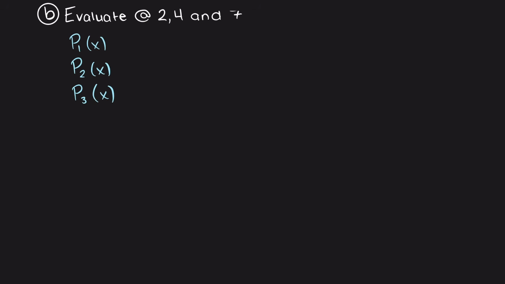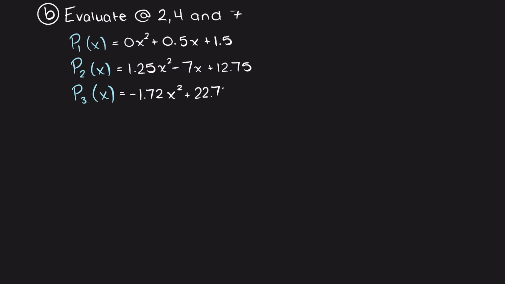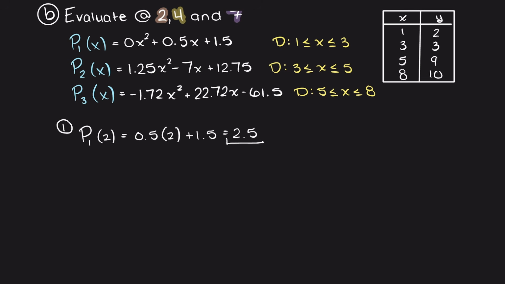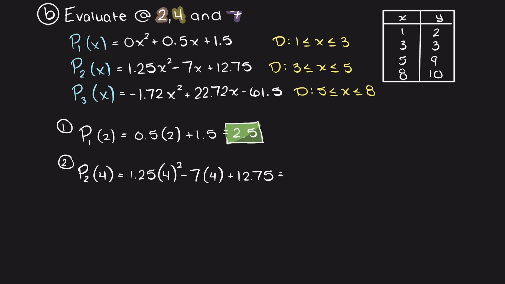We were asked to evaluate the interpolating polynomials at inputs of 2, 4, and 7. Quickly, I'm just going to write out our polynomials in their respective domains. For an input of 2, we're going to be using our first interpolating polynomial based on our domains. This results in an output of 2.5. Secondly, for an input of 4, that falls in the domain of our second interpolating polynomial. This results in an output of 4.75.